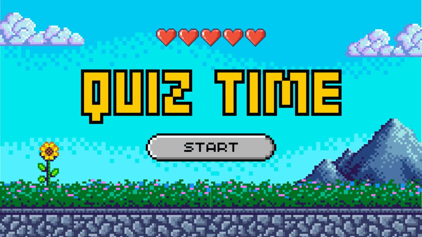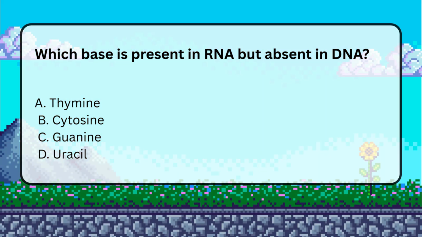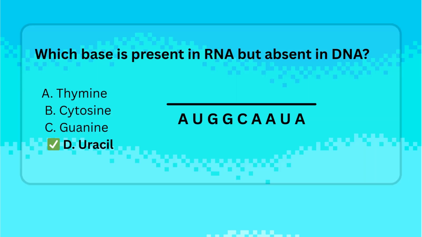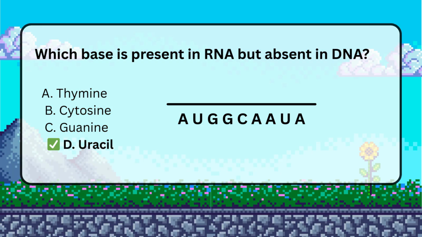Now the MCQ question that can be asked is, which base is present in RNA but absent in DNA? Thymine is present in DNA, not in RNA, so it's not going to make sense. The next option is cytosine. Cytosine is present in both RNA and DNA. Guanine is also present in both DNA and RNA. The D option is going to make sense, because uracil is present in RNA but not present in DNA. So the correct answer is uracil. Use the elimination method.